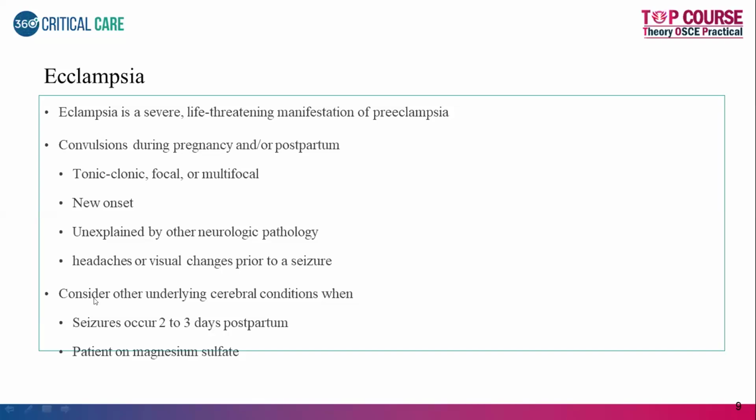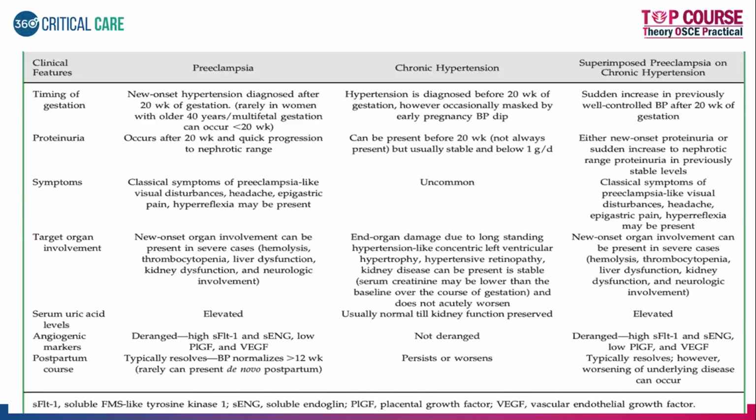And you should consider other underlying cerebral conditions if the seizure occurs 2 to 3 days postpartum, and the patient, even on magnesium sulfate, has seizures. Then you should think of other causes like PRES or some other things, like an ICH, an intracerebral bleed. So other causes have to be thought of. These are just the differences between preeclampsia, chronic hypertension, and superimposed preeclampsia on chronic hypertension. If you have time, go through it. Otherwise, you can just skip this slide.